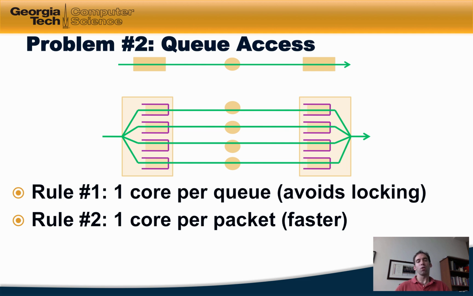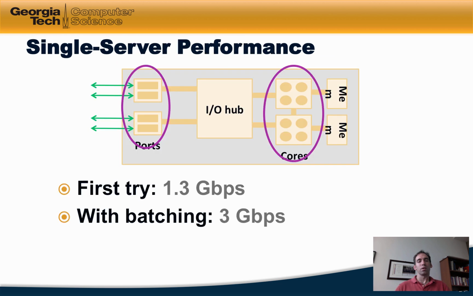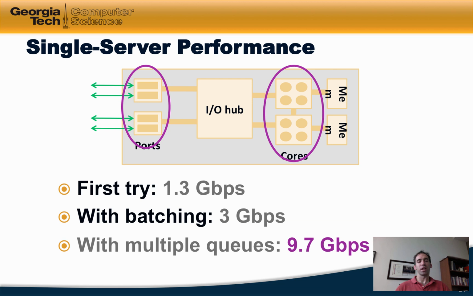Empirically, the designers also found that as opposed to sending a packet through a pipeline of cores, it is much faster to assign one core per packet. So there are two rules: assign one core per queue, and assign one core per packet. These optimizations allow the single server forwarding performance to reach nearly 10 gigabits per second.